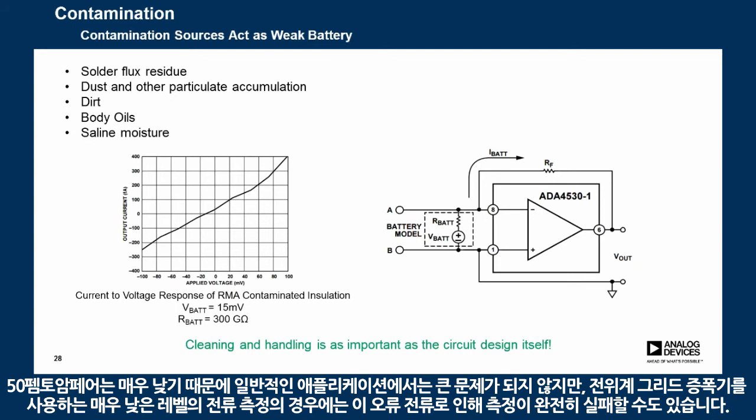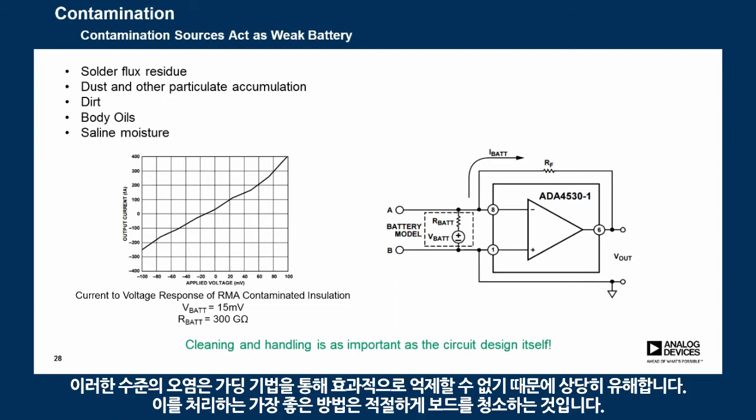It's really low, 50 femtoamps, and might not be a big deal for typical applications. But for a very low-level current measurement, using an electrometer grade amplifier, this error current would totally swamp your measurement. And this type of contamination is really bad because guarding techniques cannot suppress it efficiently, and the best way to deal with it is by properly cleaning your board.